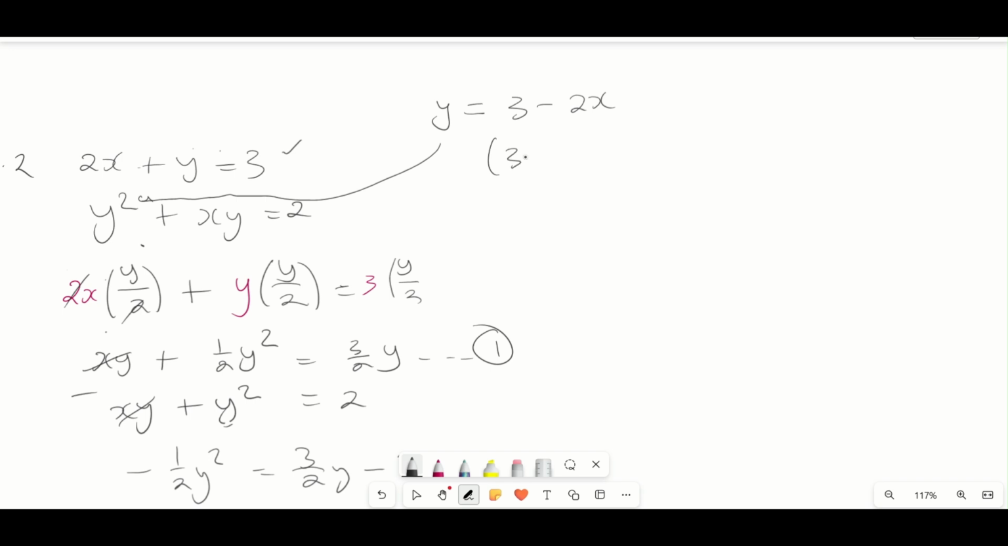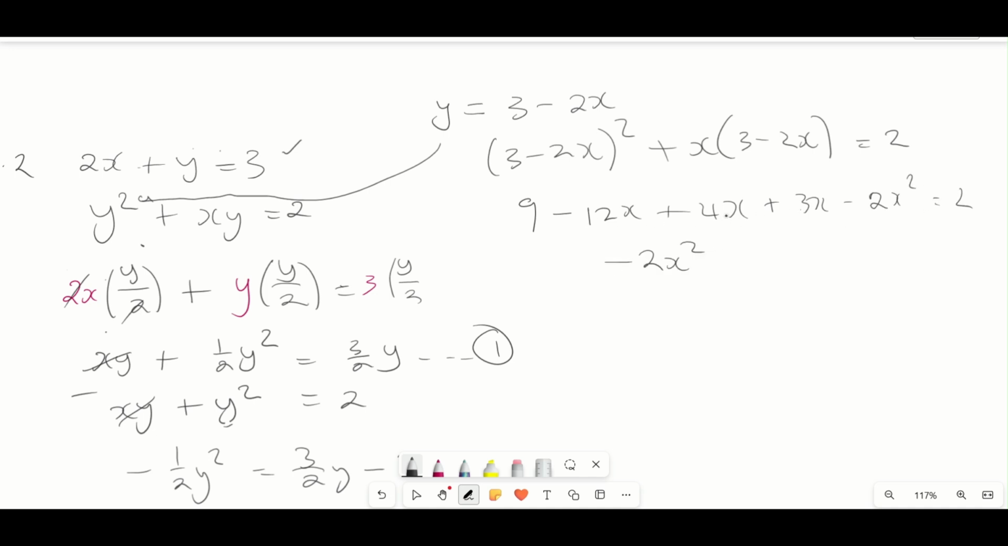So I'll have 3 minus 2x squared plus x times 3 minus 2x, which is equal to 2, right? So here we have 9 minus this times this is 6, 6 times 2 is 12x plus 4x, and then plus 3x minus 2x squared is equal to 2. So in this case I have 2x squared, then I'll add all the items. This will give me 7, and this will give me negative 5x. If I transpose this one, I'll get negative 7 equal to 0. So I'll have 2x squared plus 5x plus 7 equal to 0.